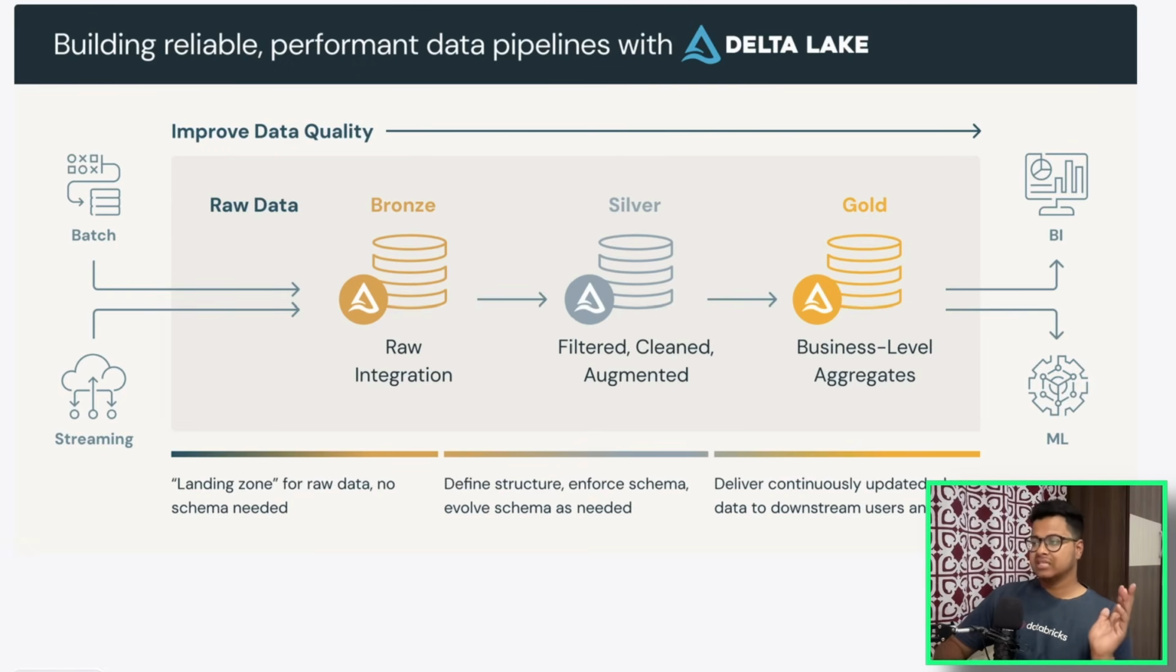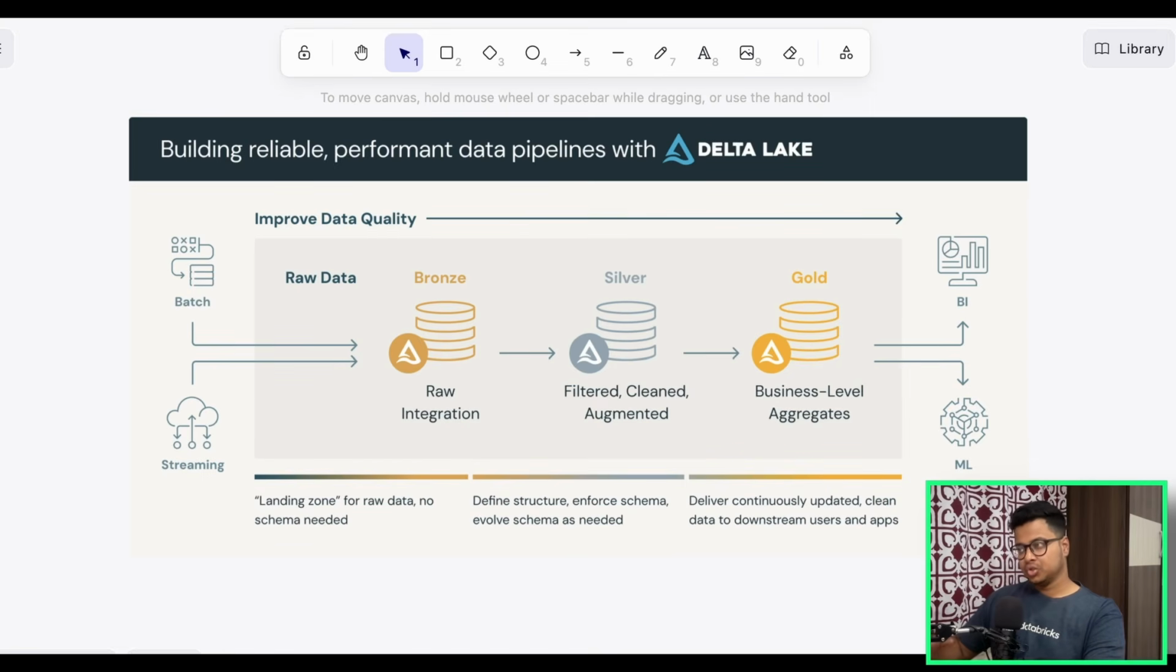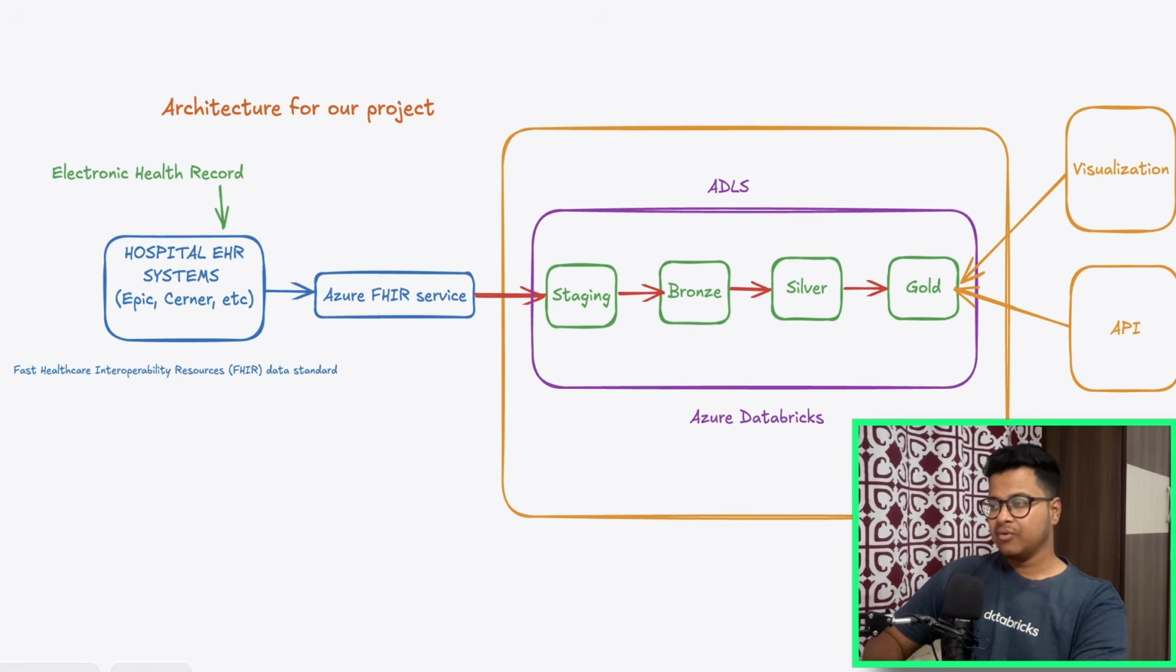So at every stage you get better quality data, right? From bronze to silver to gold. This is the standard that people follow to create any ETL pipeline currently. So we'll also follow this medallion architecture for developing our ETL pipeline. I'm going to talk about how I define all these layers when I'm showing you the code. We'll be following the medallion architecture, but let's see how the architecture for the project comes together.